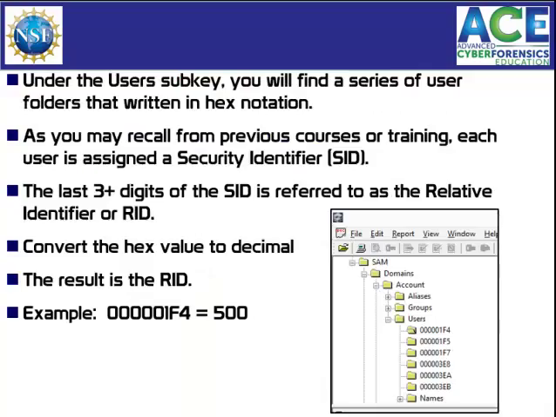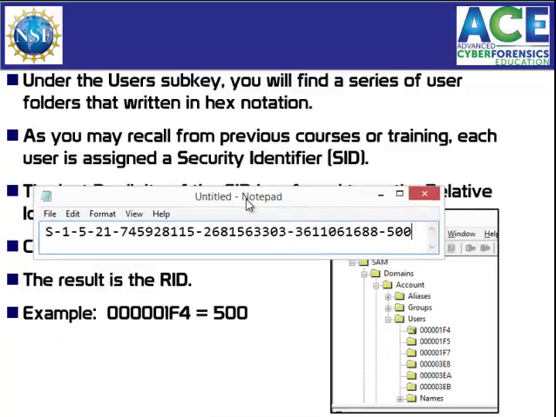Under the subkeys, you'll find a series of user folders that are written in hex notation. As you may recall from previous courses or training, every single user in a Windows machine is assigned a security identifier. That security identifier identifies that user not only on the local machine but also in a Windows domain environment. So before we talk about the RID, the relative identifier, let's talk about a SID momentarily.